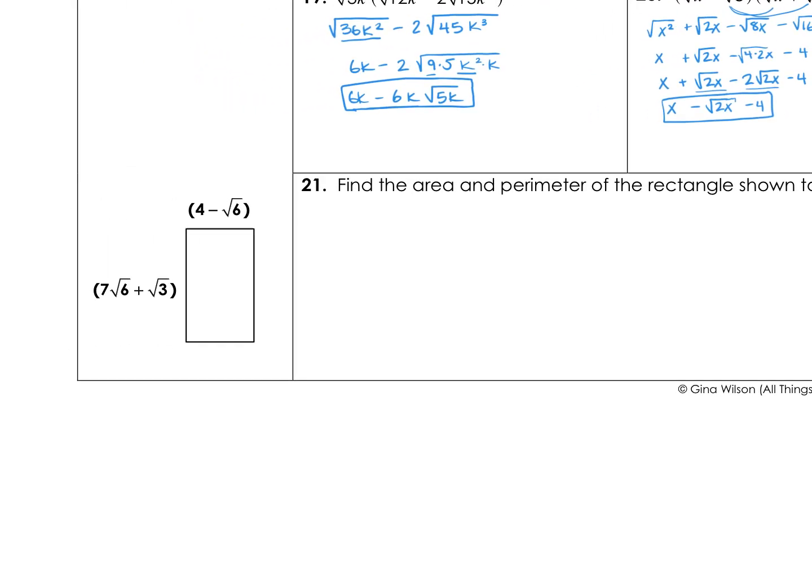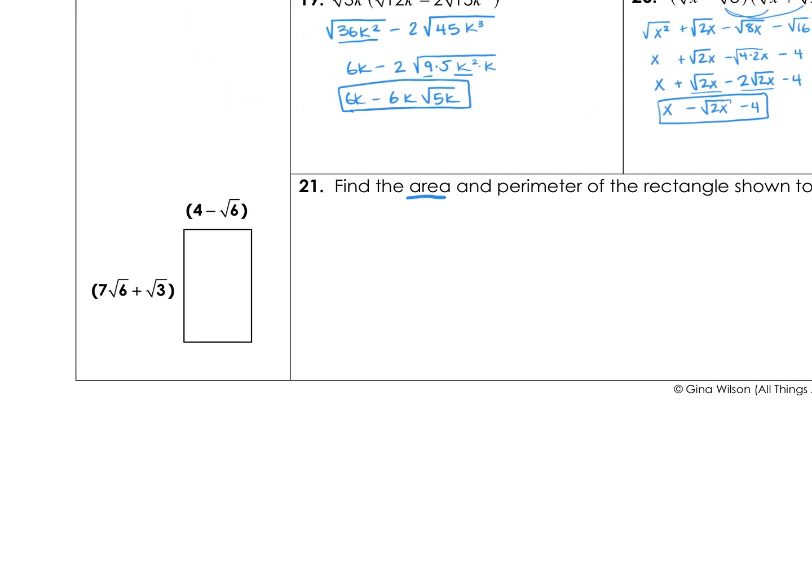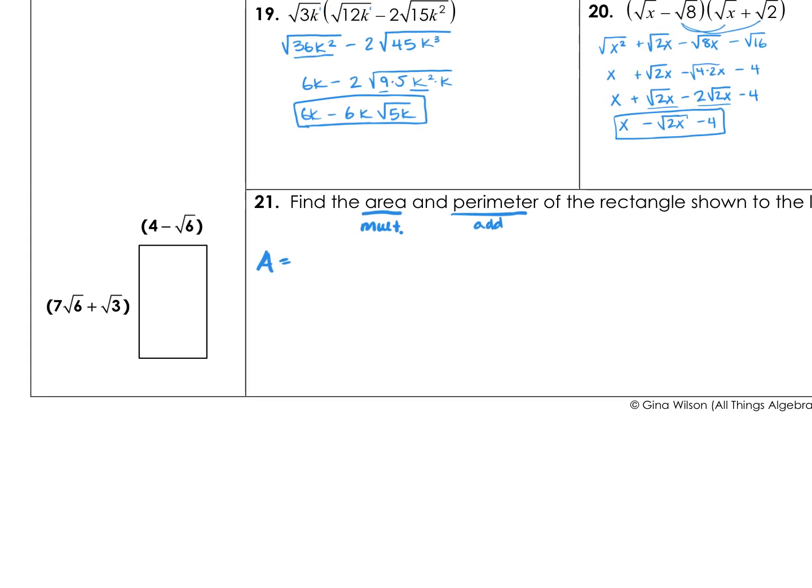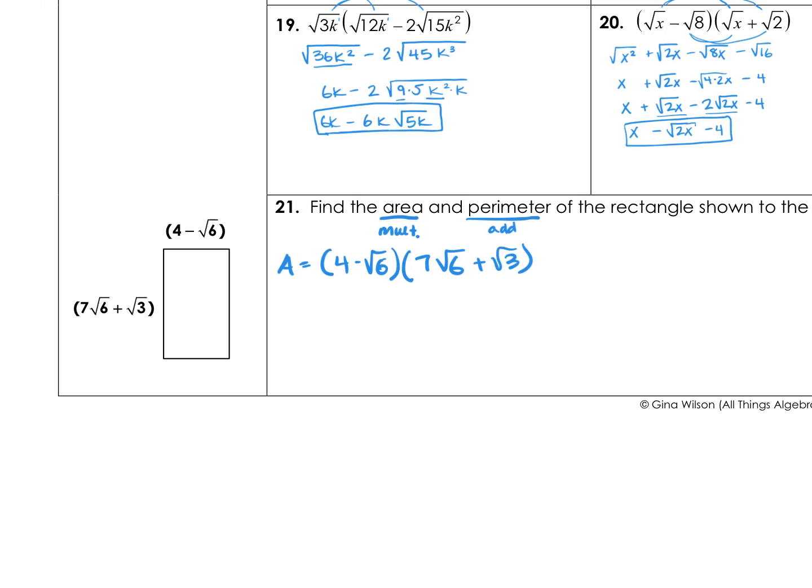They've given us a nice picture here. It wants you to find the area and the perimeter. So the area means that we are multiplying, and perimeter is that we're adding all the sides. So let's do the area first. So we're going to multiply 4 minus square root of 6 times 7 square root 6 plus the square root of 3.